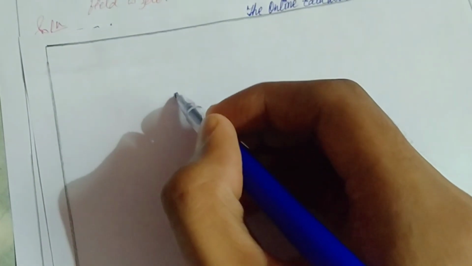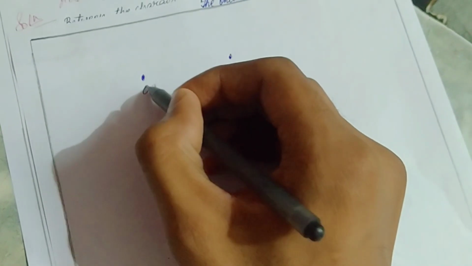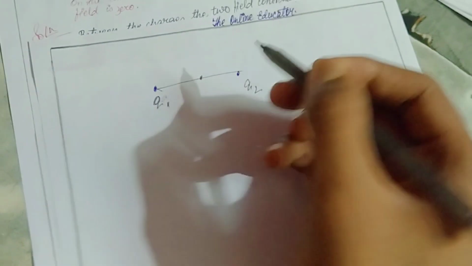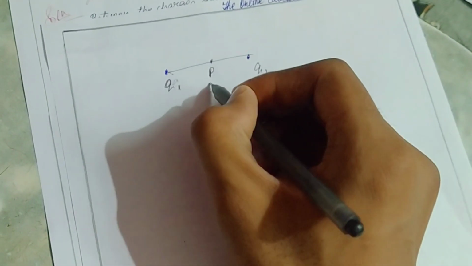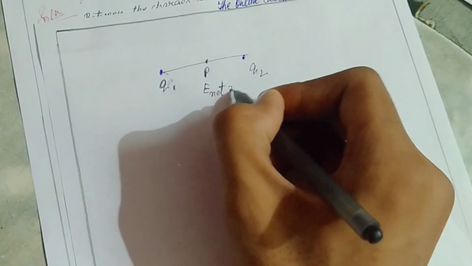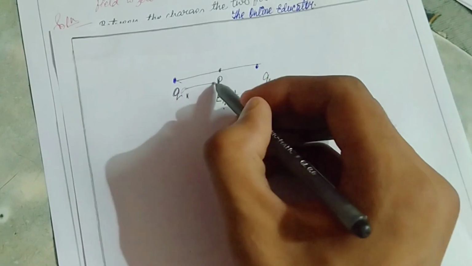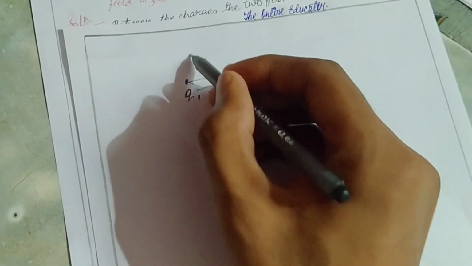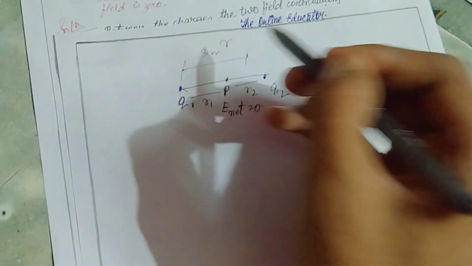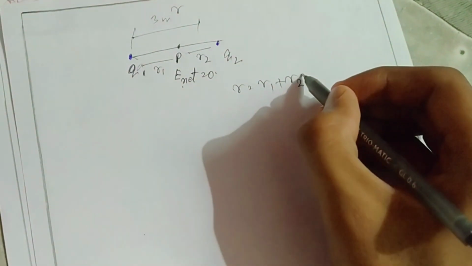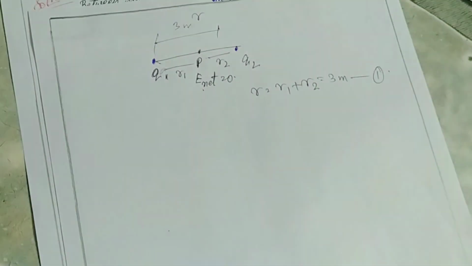So in the question we assume that we have two charges, Q1 and Q2, and let's assume that at this point the electric field will be 0, the E net will be 0. This distance is R1, this distance is R2, and the whole distance is 3 meter, which is R. So we get to know that R is equal to R1 plus R2, which is 3. We get one equation from here.